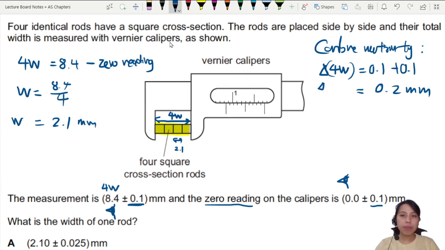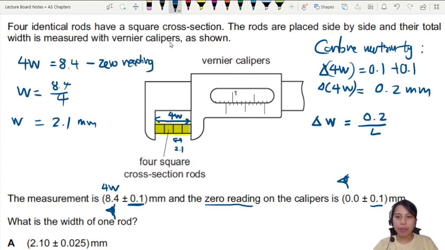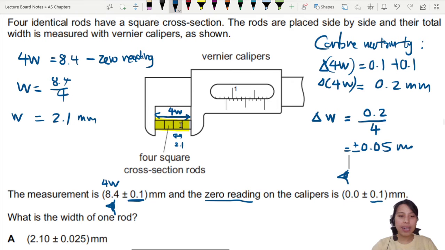But wait, this is for 4 of the width. So if you want to find 1, the uncertainty in 1 reading is multiplied by 4. So we have to divide by 4. Chop up into 4. This now, divided by 4, will give us 0.05 millimeter. That is your uncertainty. And now we can write out the final answer.